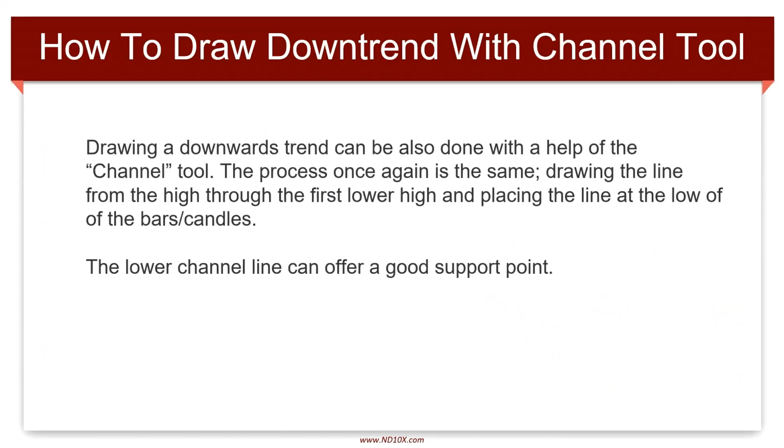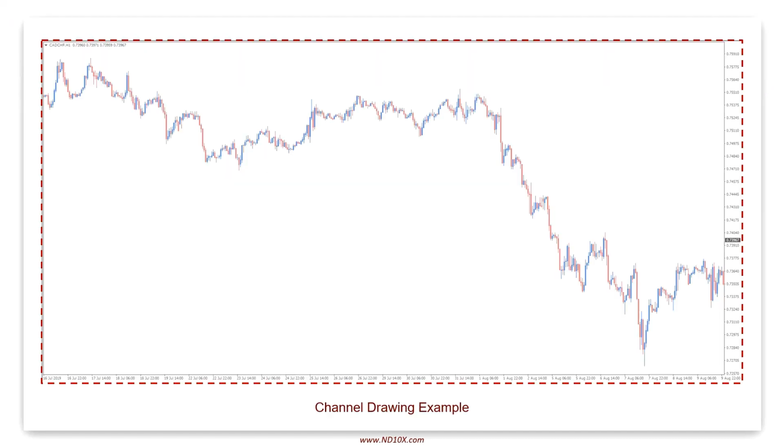Drawing a downwards trend can also be done with the help of a channel tool. The process, once again, is the same. Drawing the line from the high through the first lower high and placing the line at the low of the bars or candles. The lower channel line can offer a good support point.